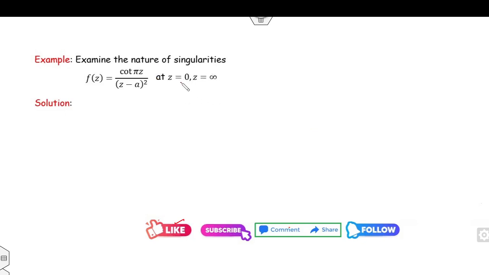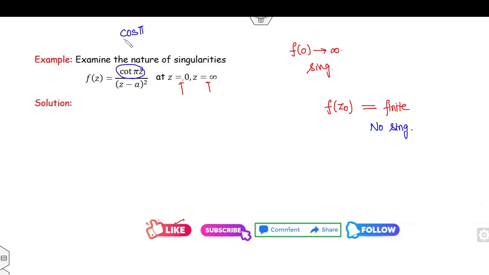Look at the second example. Examine the nature of the singularities at 0 and at infinity. First of all, clearly at z equal to 0, cot 0 goes to infinity. So yes, this is a singularity. Always remember, if you calculate the value at the point z0 and it gives a finite value, it means there is no singularity. Now, firstly, I can write the cot in terms of cos and sine. This is cos over sine.